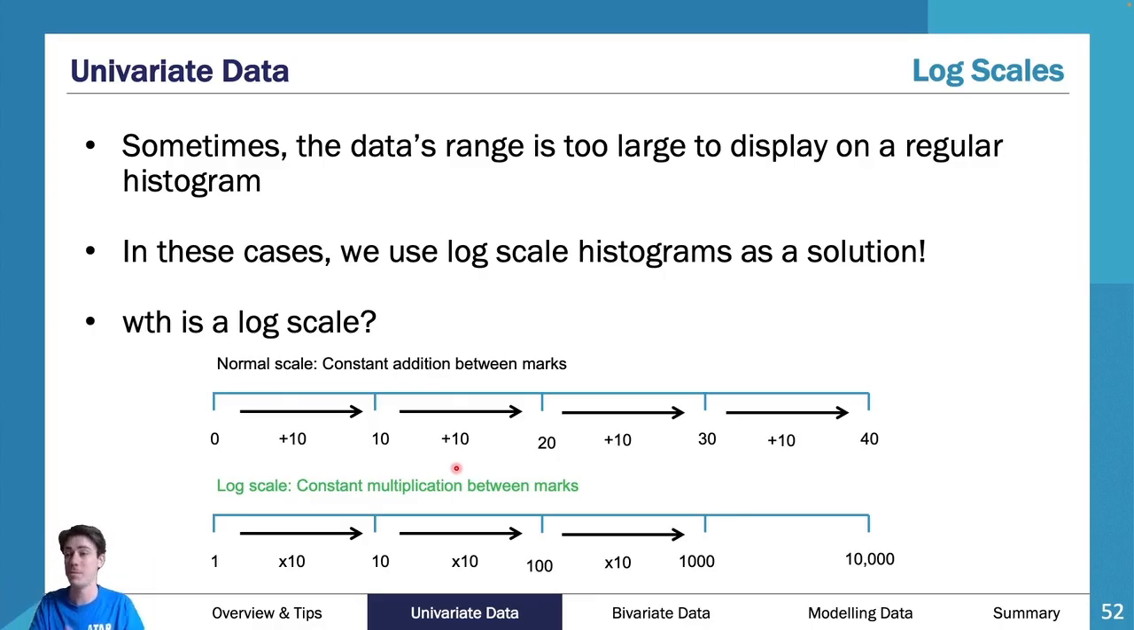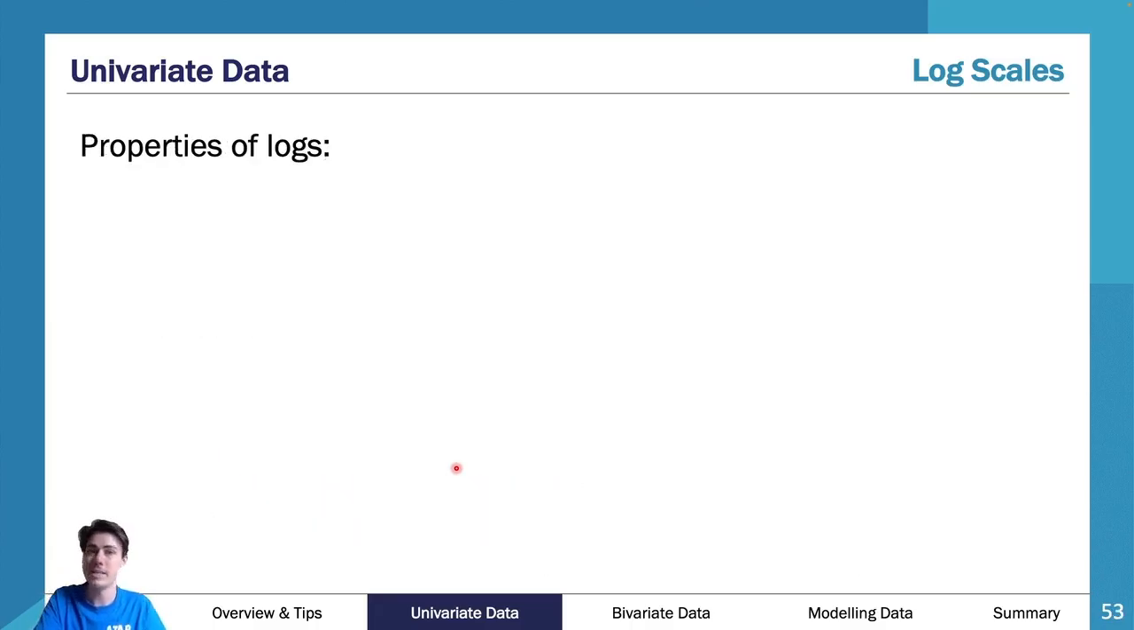The first interval is made up of 10 numbers. The next interval is made up of 90 numbers. The next interval is made up of 900. The next interval is made up of 9,000, etc. And so therefore, a log scale gives these numbers.